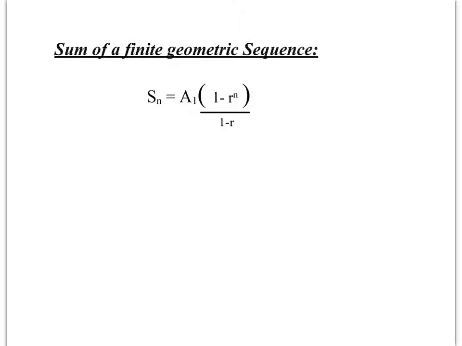We will derive the formula for the sum of a finite geometric sequence. In other words, we call that a series, right? You know that. The sum of the sequence is the series. We will derive this in class, but S sub n, our summation, is equal to the first term times 1 minus r to the n power, all divided by 1 minus r.